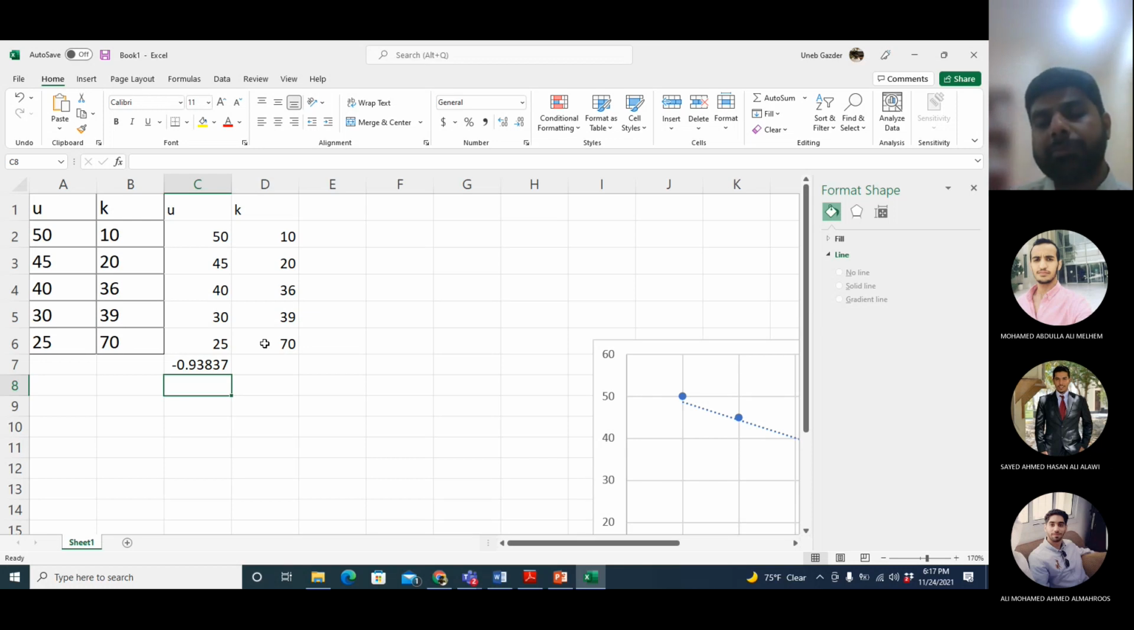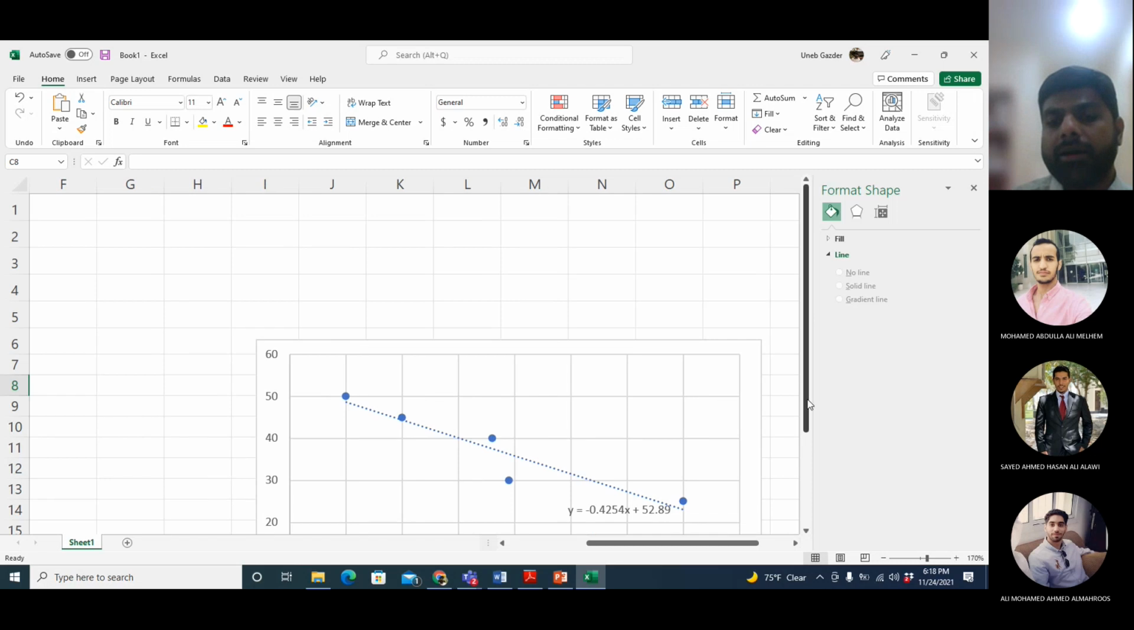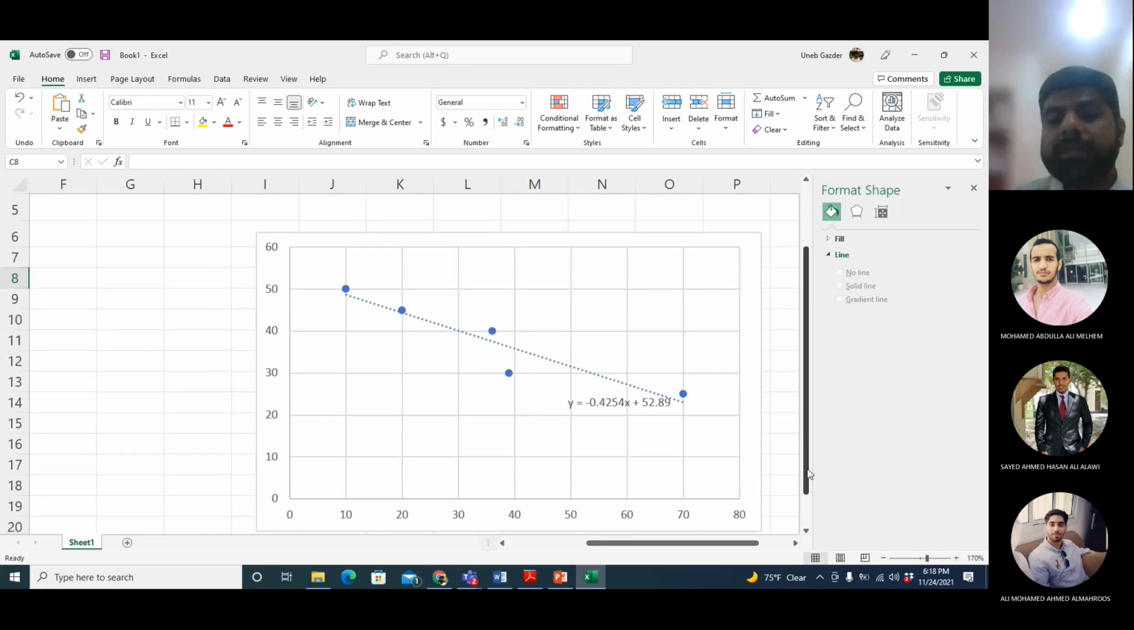So the minus or plus indicates the type of relationship, and the value shows the strength of the relationship. Negative close to -1 is strong, positive close to 1 is strong, and close to 0 is very weak. There are some values given in some research papers. You can search yourself, no problem.